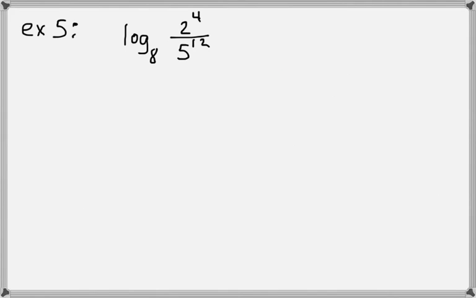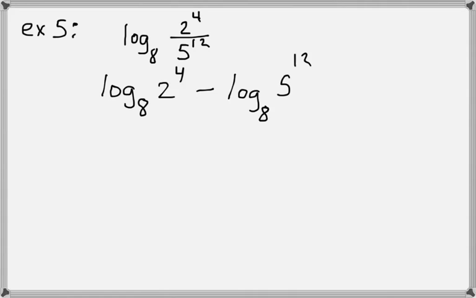In this next example here we have a log base 8 of 2 to the 4th over 5 to the 12th. That fraction bar there tells us this is a quotient property, so we can automatically expand this into two logs. The log base 8 of the numerator, that 2 to the 4th, minus the log base 8 of the denominator, that 5 raised to the 12th.